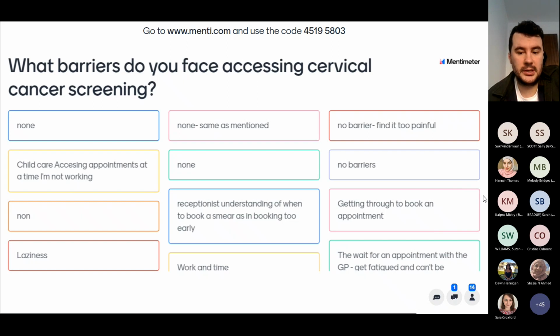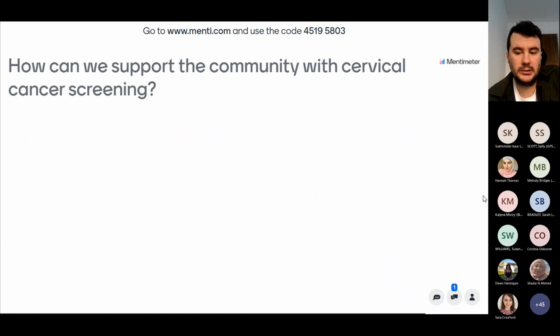Brilliant. If we could move on to the next slide, please. So the next one, how can we support the community with cervical cancer screening? Again, anything that we've talked about so far that is reinforced would be great. Anything new that we haven't discussed within the webinar would be great as well. Particularly any resources or any links that people have, as Donna has already mentioned, sharing best practice where possible.